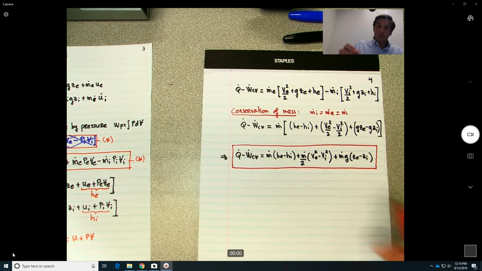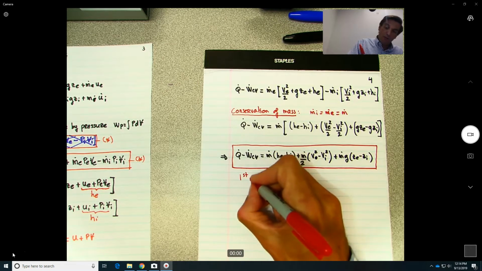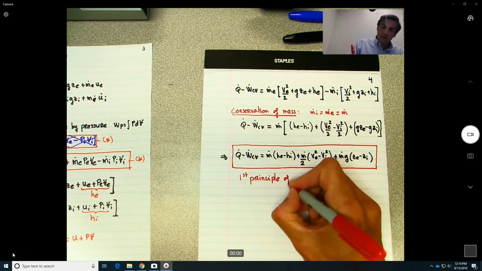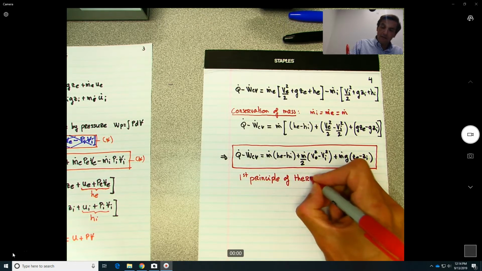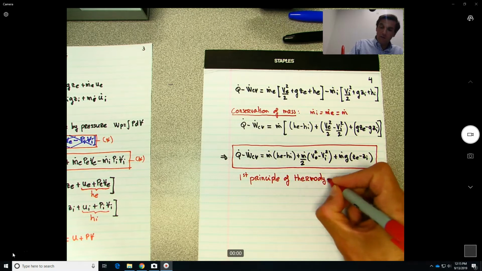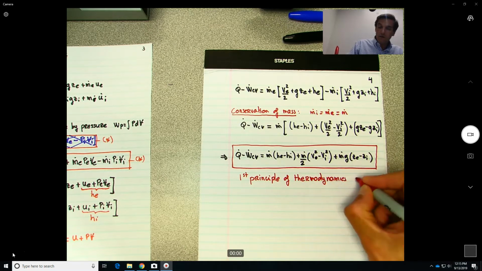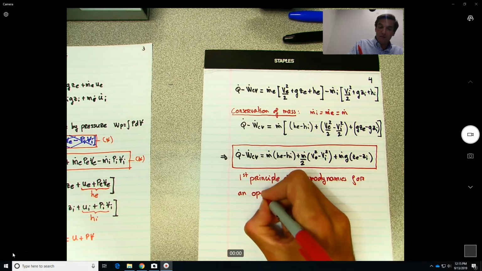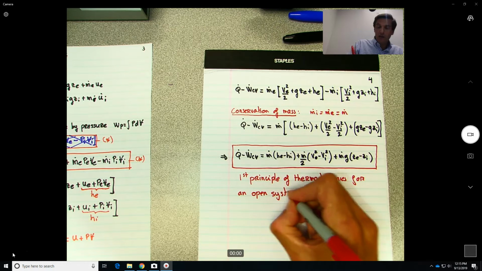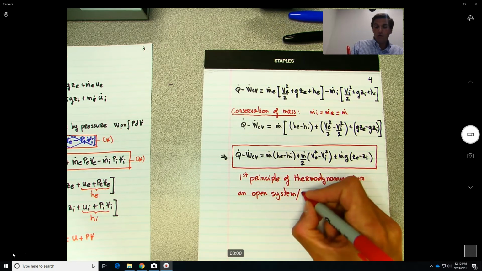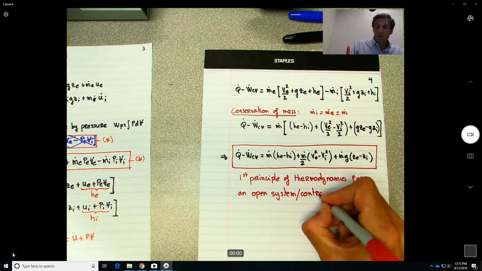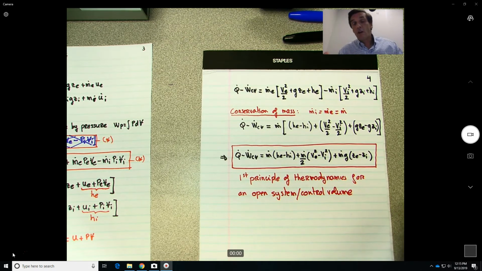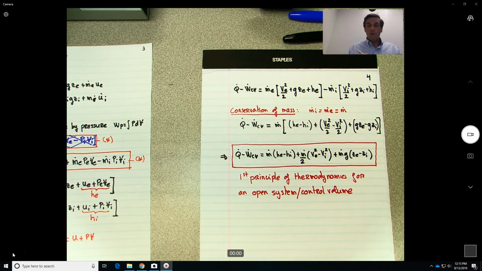So basically this is the form of the first principle of thermodynamics for an open system. That's the way I like to call it, in opposition to closed, but in most textbooks it is known as a control volume. Okay, I will stop over here because I don't want to make this video too long.